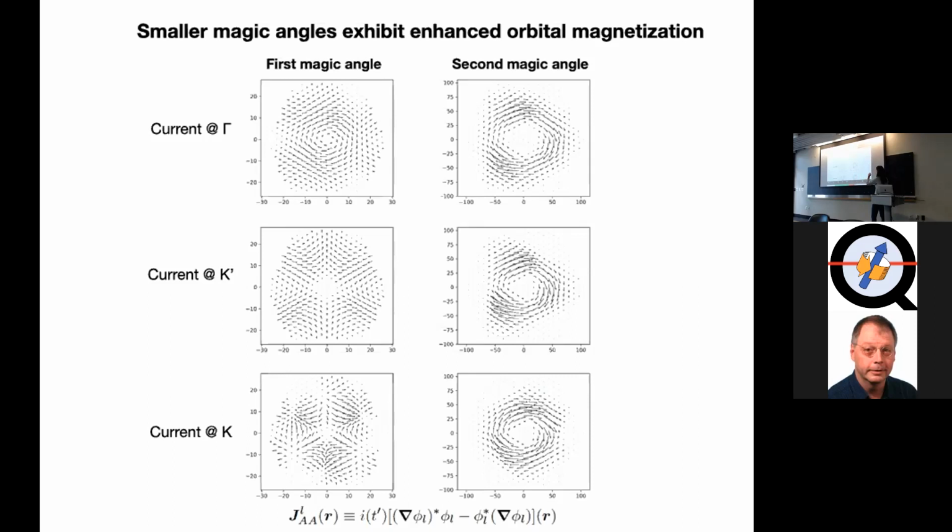We didn't plot it for the third magic angle, but we can speculate, since there are more nodes and they all have the same chirality, that it would continue to get larger. This makes us believe that at the second and third magic angles, there's going to be enhanced orbital magnetization, which might mean that something like the quantum anomalous Hall effect would be enhanced at these other magic angles. So charge density and the winding of the wave function are the things that change as you go from the first to the smaller magic angles, and those are the things that we think would be interesting to look at.